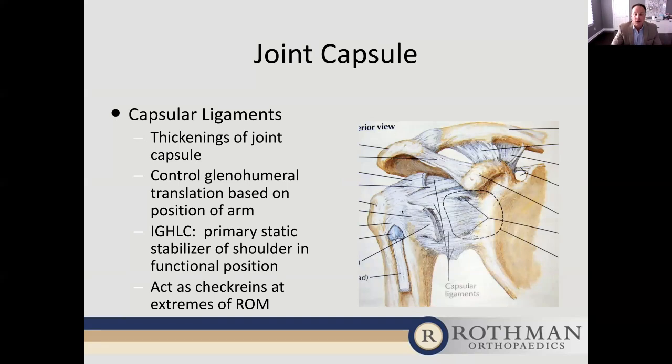The ligamentous structures are basically thickenings of the capsule. They act as a sling or a hammock underneath the ball of the shoulder. They control shoulder translation based on the position of the arm. So in the functional position, basically the ligaments are kicking into position and tightening up. The inferior glenohumeral ligament, or IGHL-C, is the primary static stabilizer of the shoulder in the functional throwing position, or 90-90 position. And like any other ligament, they go between two bones, and they act as check reins for range of motion.